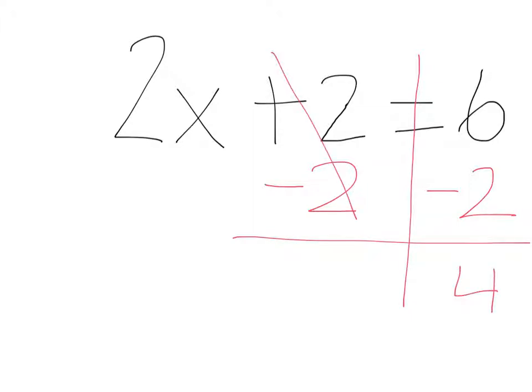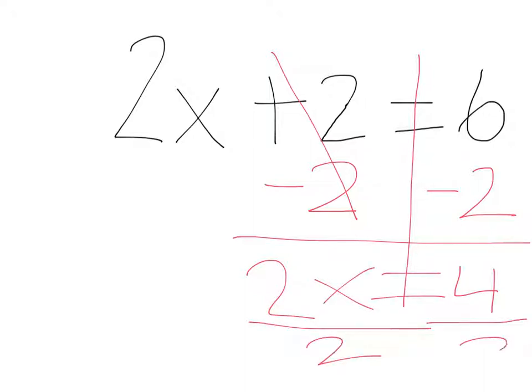And these cancel out. And then you're going to bring the 2x here. And then you're going to do division, so you're going to divide, and these cancel out because it was multiplication, so you're doing the inverse operation. And 4 divided by 2 is 2, so x equals 2.